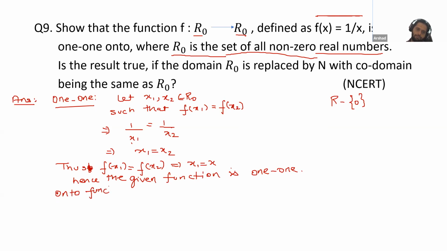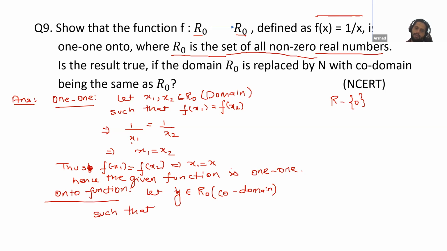Next is onto function. Now for onto function, what we will do, we will assume the value from the second side. Here we need to write the domain. For the onto function, let y belongs to R naught, and we will assume this value from the codomain. Let y belongs to R naught such that f(x) is equal to y. That means 1 by x is equal to y. Then do the reciprocal on both sides. So you will get x is equal to 1 by y.